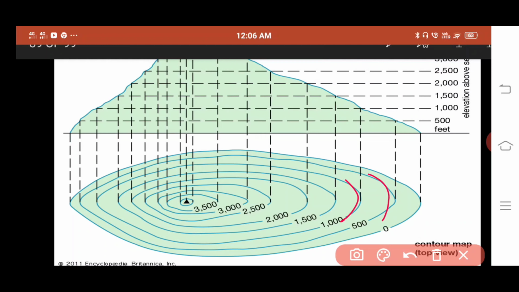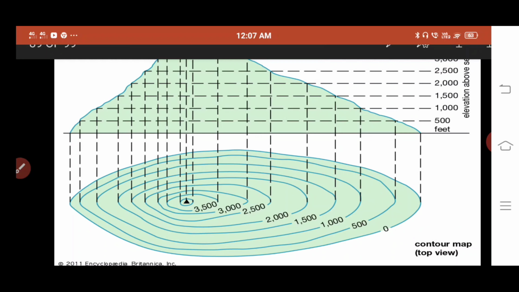So these three things you have to remember, my dear children. Whenever contour lines are far apart, that means the distance between two lines is large, it represents gentle slope. Understood? When the two lines are very close, it represents steep slope, that means high steepness, and uniformly spaced lines represent uniform slope. These three things you have to remember from the examination point of view.